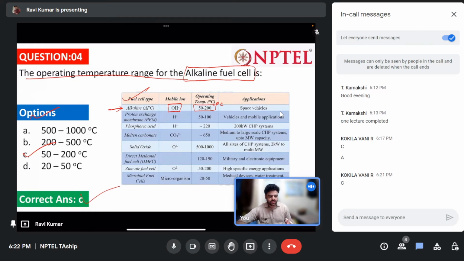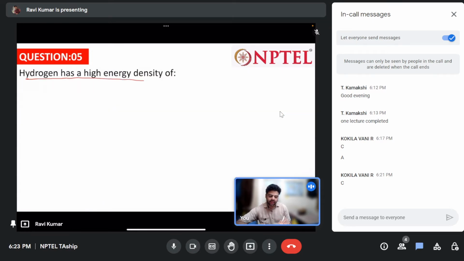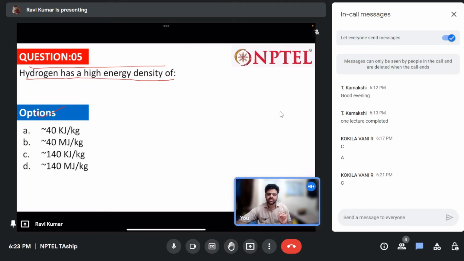Let's move to the next question, which says hydrogen has a higher energy density of. You just need to tell me the value of hydrogen energy density. Hydrogen energy density.